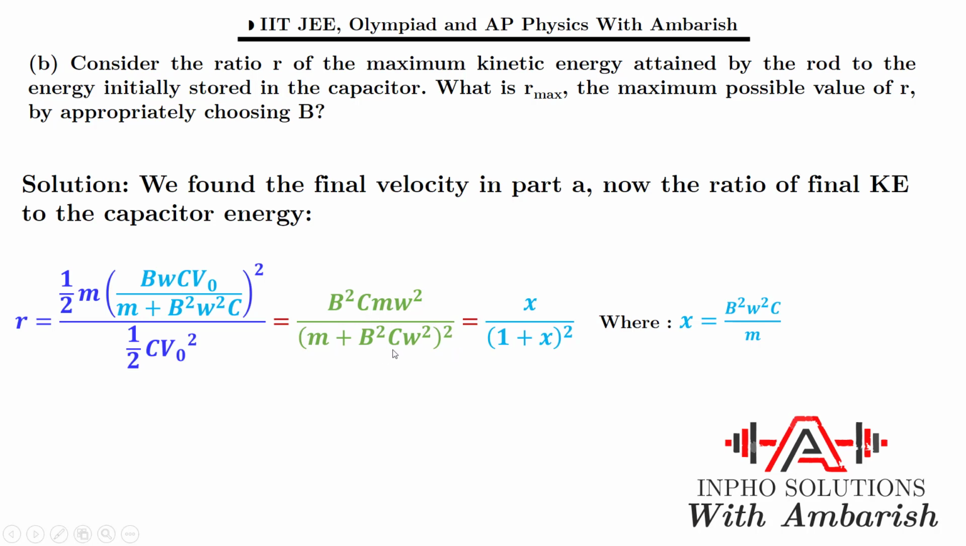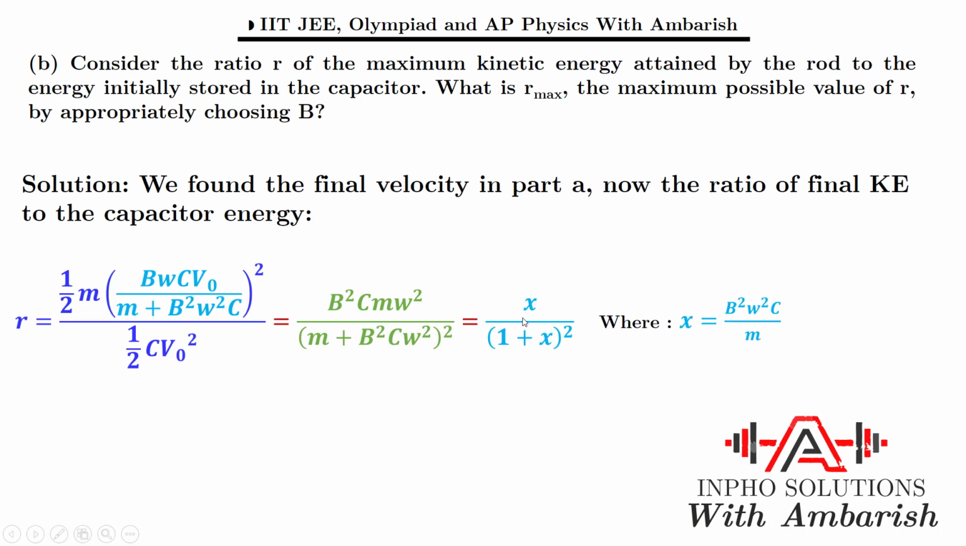Now from this you can take an m square common, so there is m at the top and an m square at the bottom, which gives you B square C W square upon m. One m is left at the bottom, one m cancels, and inside you get (1 plus B square C W square upon m) whole square. So if you put B square W square C by m as x, this expression is nothing but x upon (1 plus x) whole square. And now you have to optimize this.